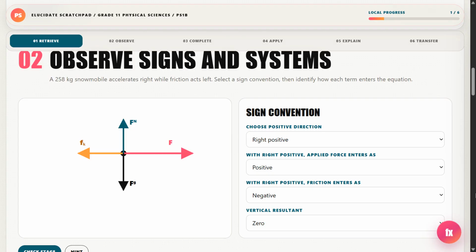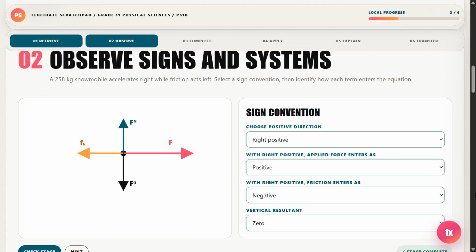You have completed stage 2. The sign convention is declared, and every force enters with the correct sign.